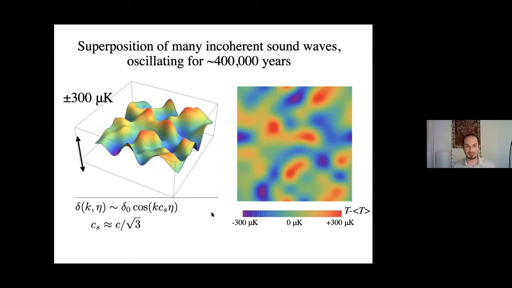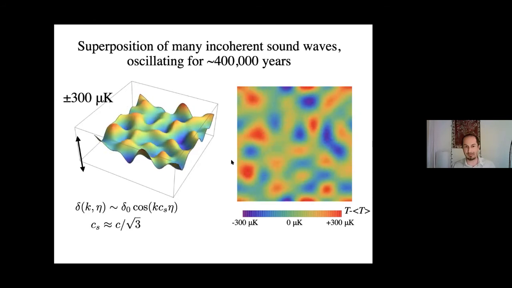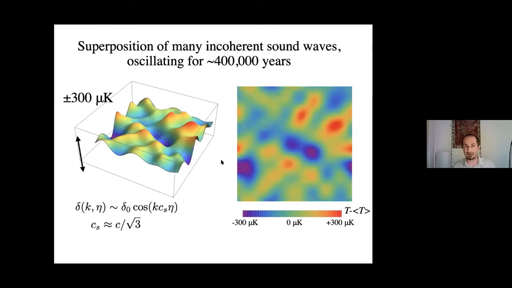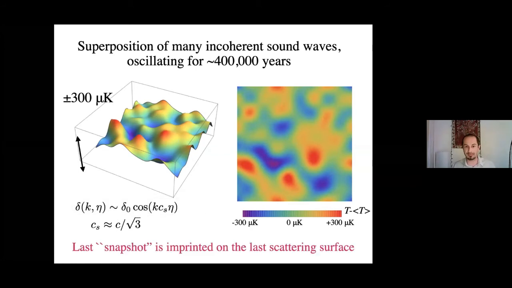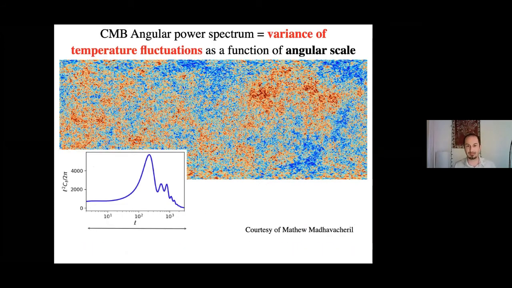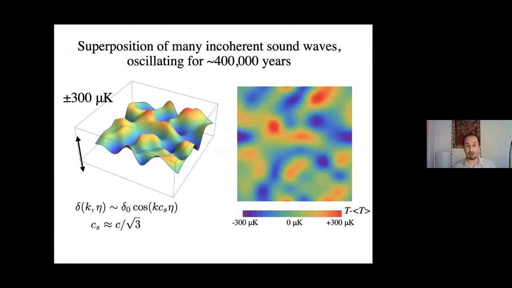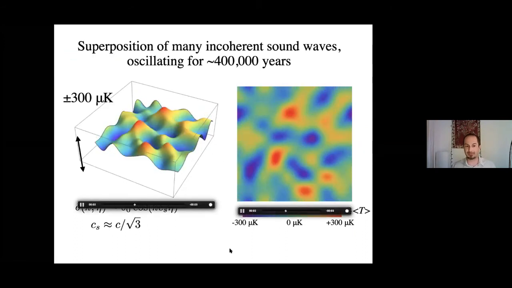Now, of course, in practice, we don't have one single inhomogeneity. We have a bunch of them, with essentially stochastic initial conditions. And so what happens is that for about 400,000 years, you have a superposition of many incoherent sound waves, which oscillate for about 400,000 years.